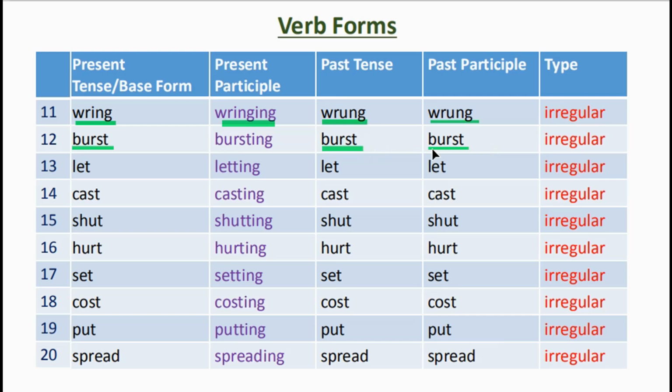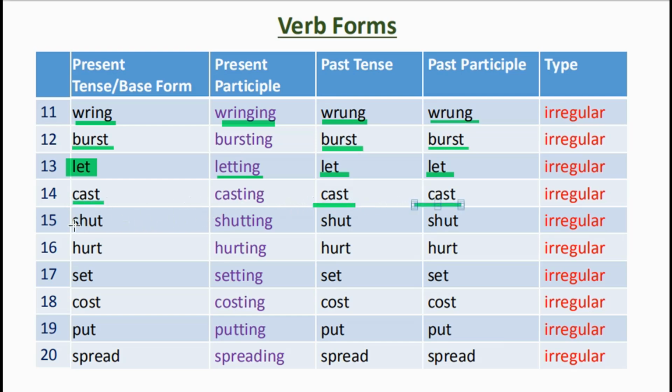There are no changes in the spelling. Number 13, let. In the continuous form or the present participle, we have letting, but the past tense of let and the past participle of let are also let, L-E-T. Cast. The same thing happens to cast. There is no difference in the past tense and the past participle.